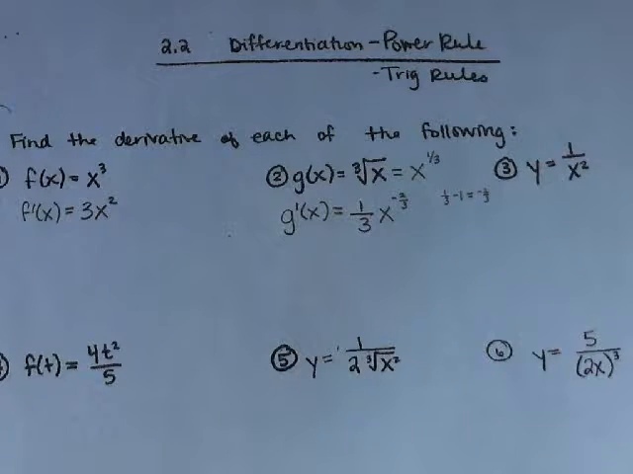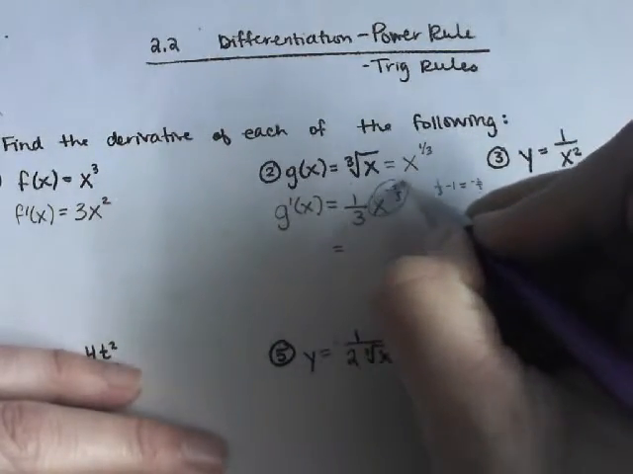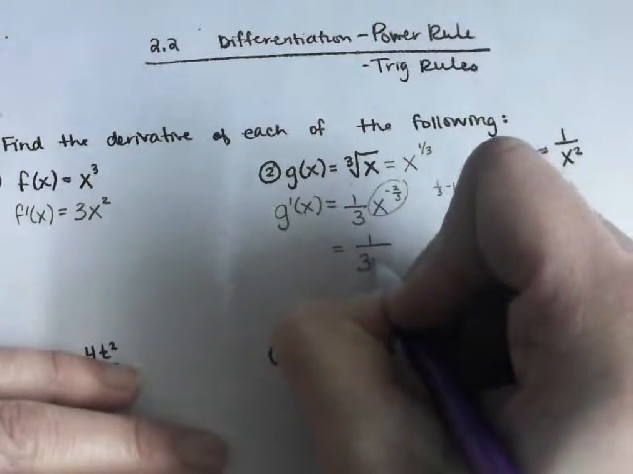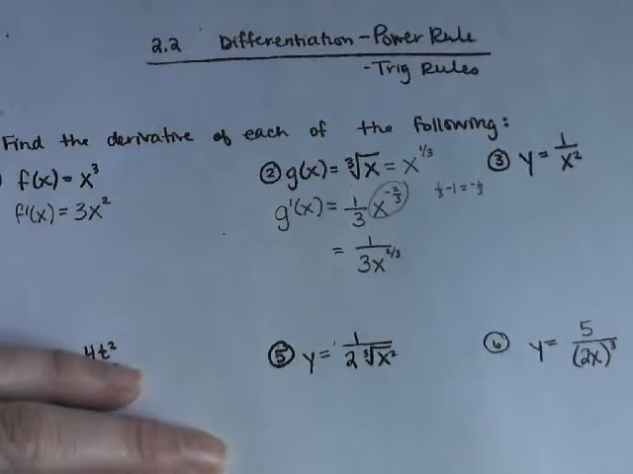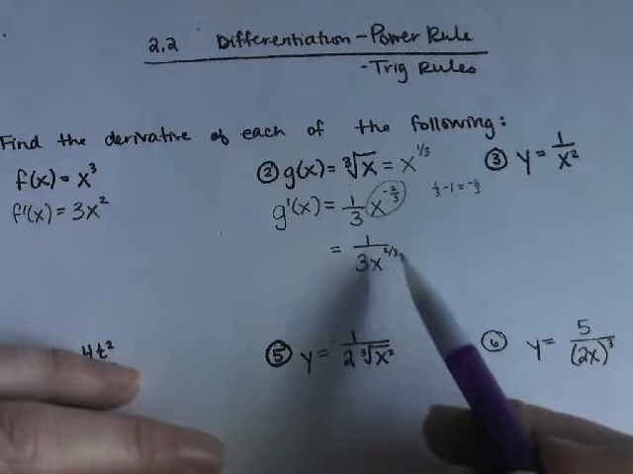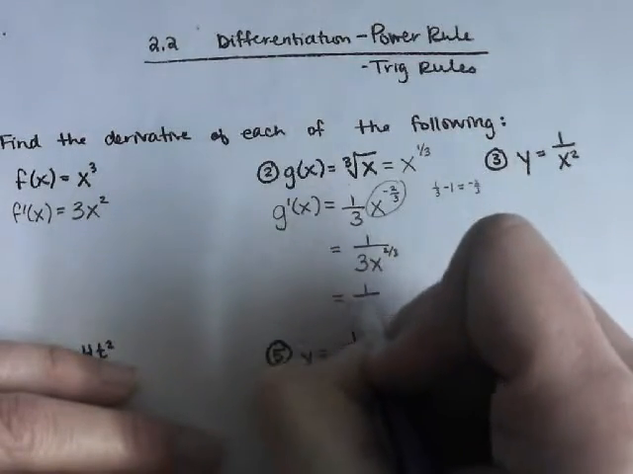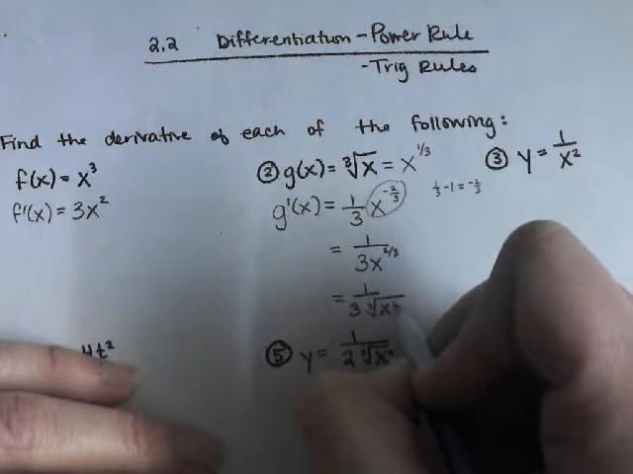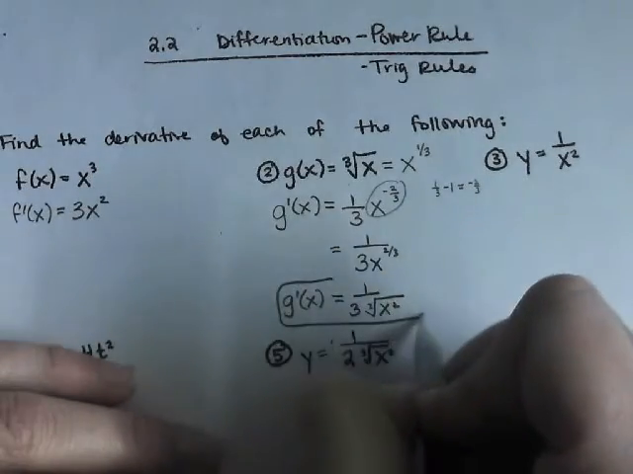And then, of course, I need to clean this up, okay, because negative exponents are not appropriate. So this negative exponent section would move to the denominator, so it would be 1 over 3x to the 2/3. And then you may see that x to the 2/3 is also rewritten back into a radical form. So it would be 1 over 3 times the cubed root of x squared. And that's your derivative.